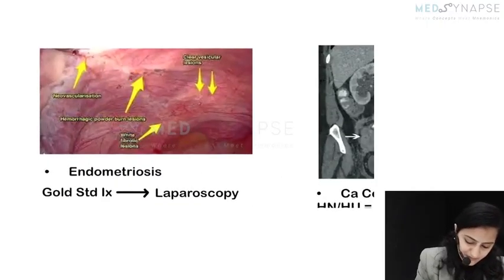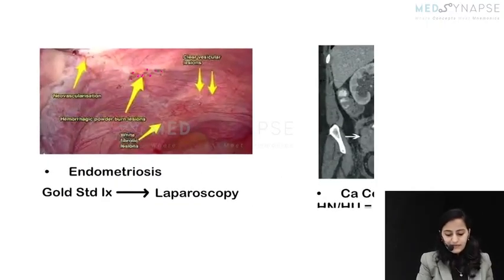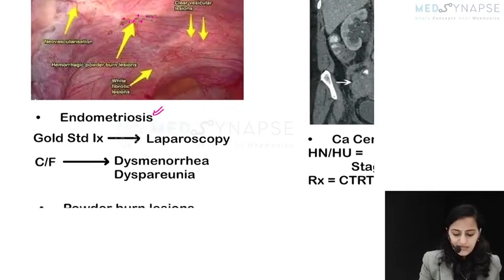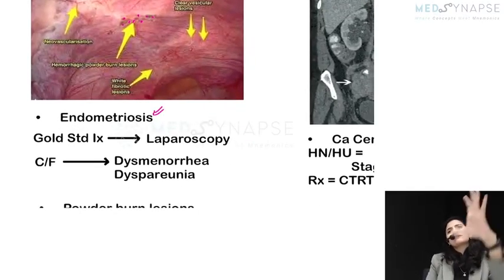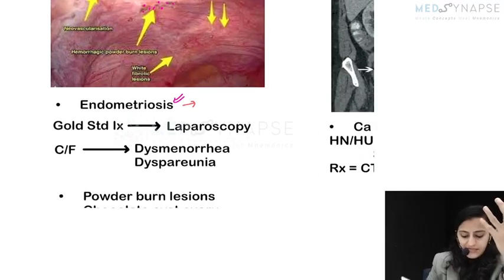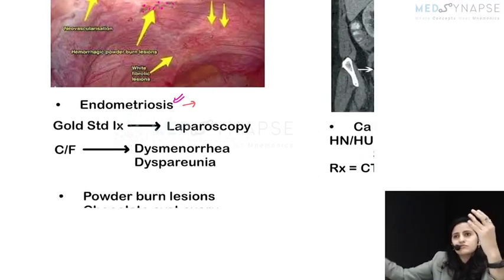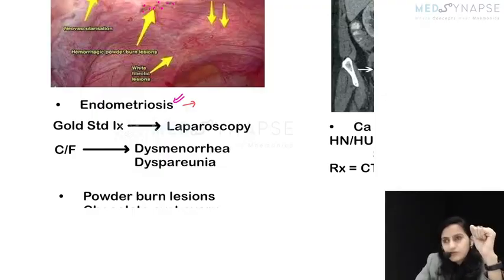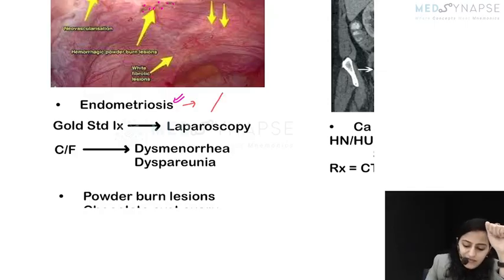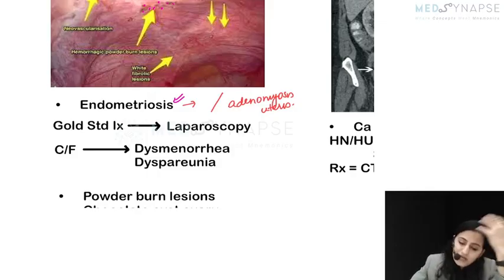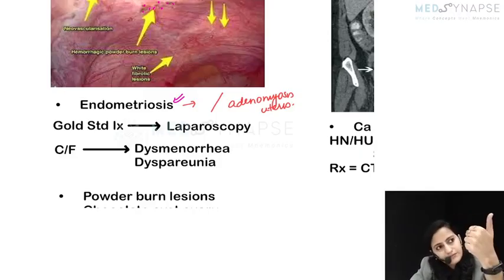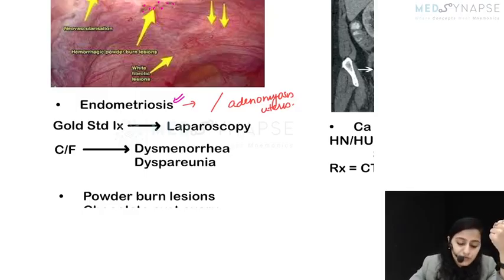When you see the black, the powder burn lesions on laparoscopy, this is endometriosis. What is endometriosis? Basically, the endometrium is growing into some other side. If it grows into the uterus itself, in the myometrium, then it is called as adenomyosis. अगर यूट्रस में अंदर जा रहा है तो एडिनोमायोसिस, और कहीं जा रहा है तो endometriosis. So it can go into the ovary. Yes, and then what can it cause in the ovary?